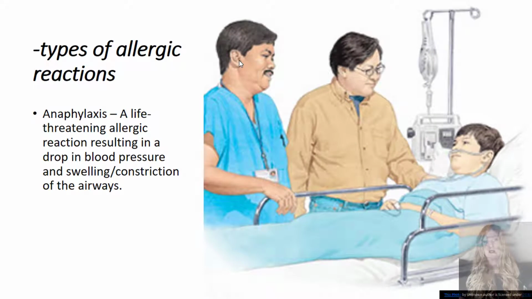The most dangerous type of allergic reaction is anaphylaxis, or anaphylactic shock. It is a life-threatening allergic reaction that results in a drop of blood pressure and swelling and constriction of the airways.